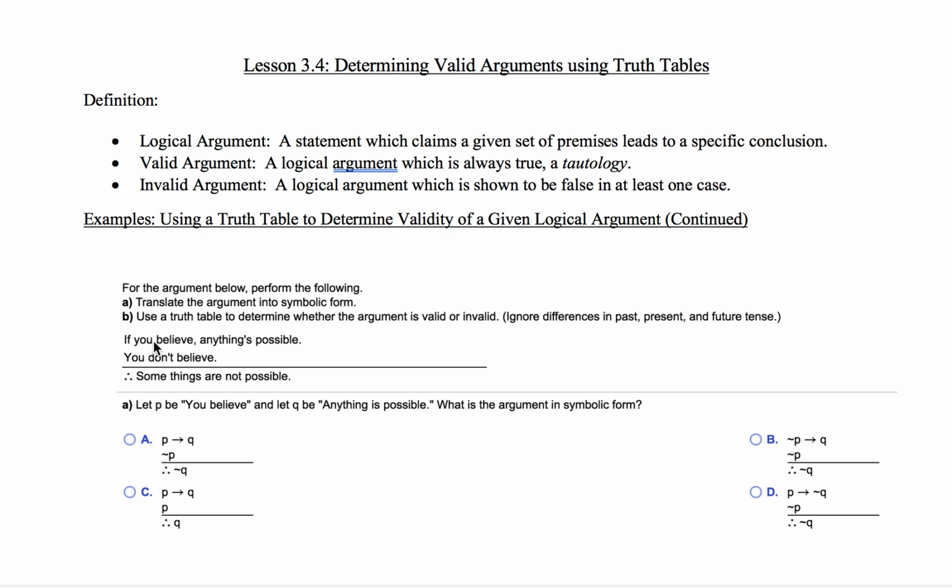So our problem says, if you believe, anything's possible. So that is premise 1. The second sentence is premise 2, you don't believe. And this in math stands for the word therefore. So this last statement reads, therefore, some things are not possible. And that's our conclusion. So this is set up in the same way that the other two examples were. All right, the first sentence is premise 1, the second sentence is premise 2, and the final sentence is the conclusion, just like we're used to.